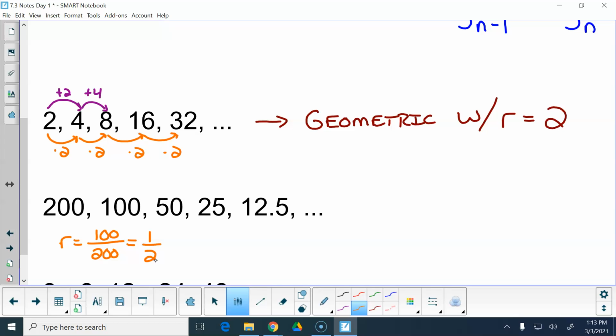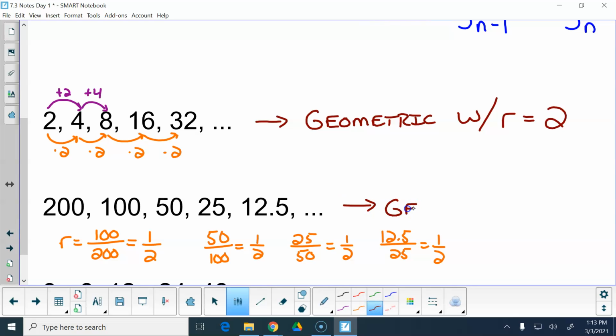Okay? So if this is true, we would have to check for all of them. So 100 divided by 200 is 1/2, yes. 50 divided by 100 is 1/2. 25 divided by 50 is 1/2. 12.5 divided by 25 is 1/2. So since those are all 1/2, this is a geometric sequence with R being 1/2.